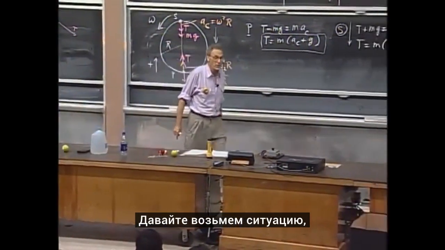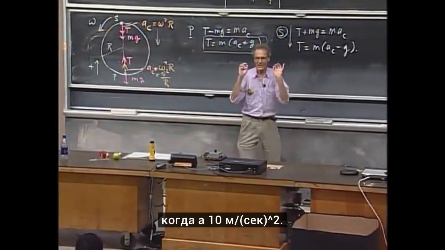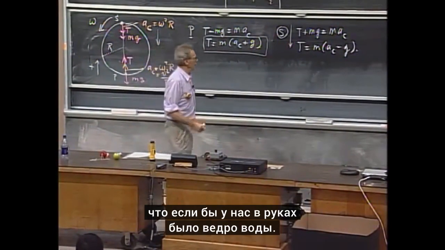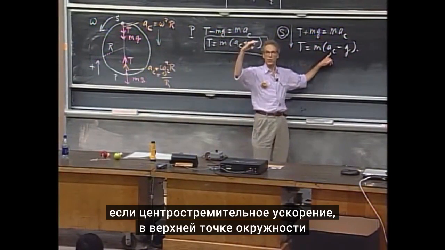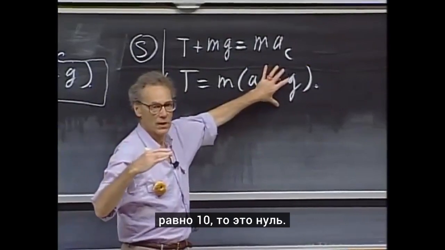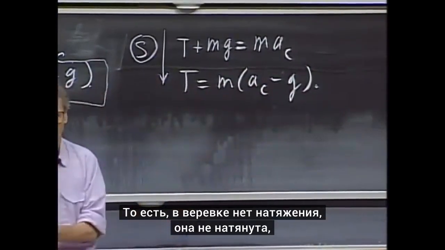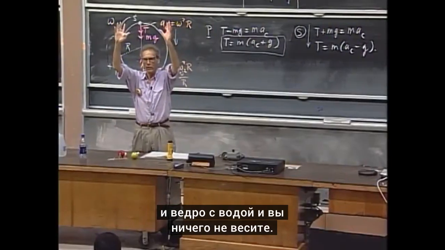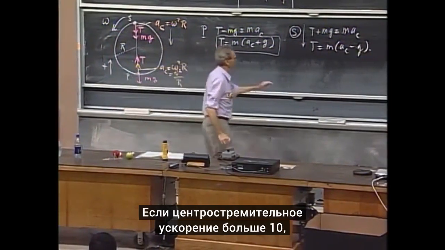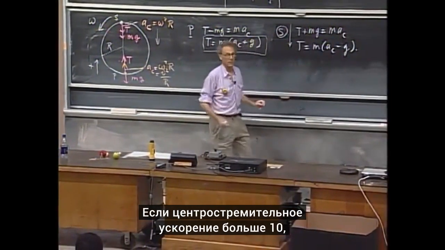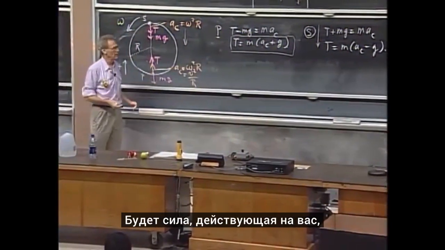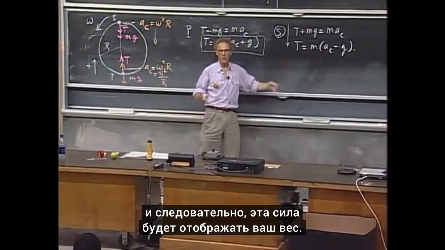Let us take the situation that a_c is exactly 10 meters per second squared. And we discussed that last time when we had the bucket of water in our hands. If a_c, the centripetal acceleration when it goes through the top, is 10, then this is 0. So the string has no tension. The string goes limp. And the bucket of water and you are weightless. If the centripetal acceleration is larger than 10, then, of course, the string will be tight, there will be a force on you, and whatever comes out of here will indicate your weight.